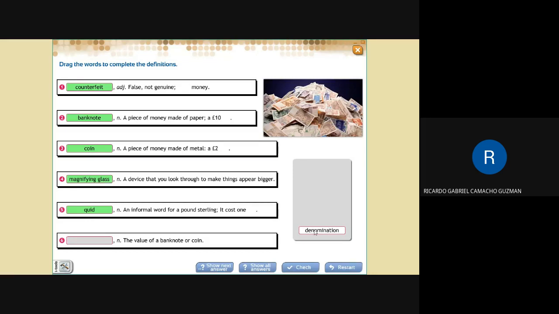And finally, the last one is the value of a banknote or a coin. And this one, it's super easy. Josué, tell me.